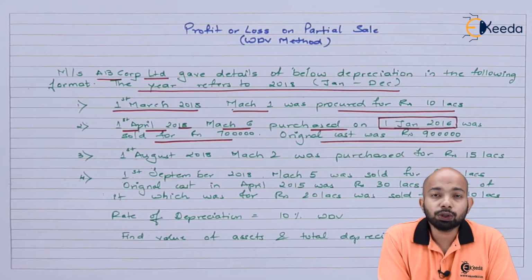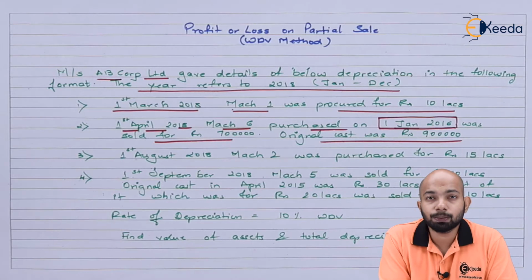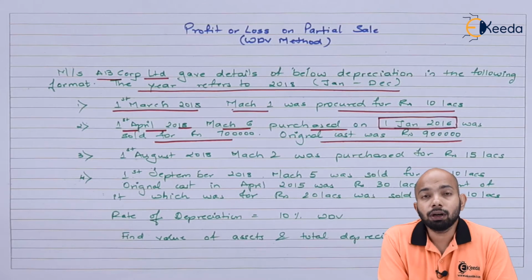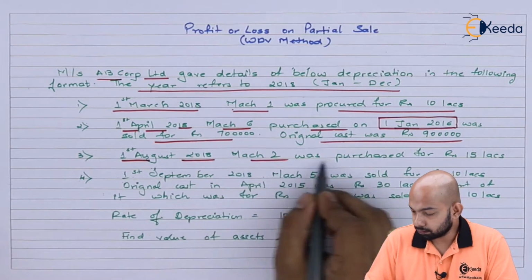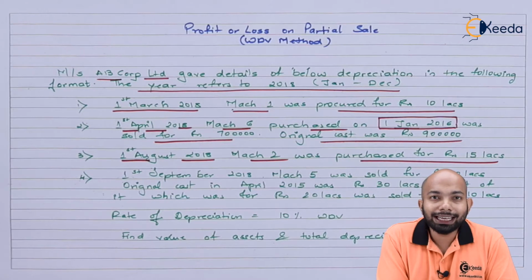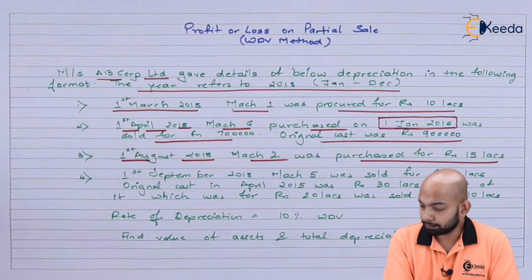So this machine 6 was originally purchased on 1st of January 2016 for rupees 9 lakhs. However, in the year 2018, they have sold it out for rupees 7 lakhs. On 1st of August 2018, machine 2 was purchased for rupees 15 lakhs, is what they have mentioned.